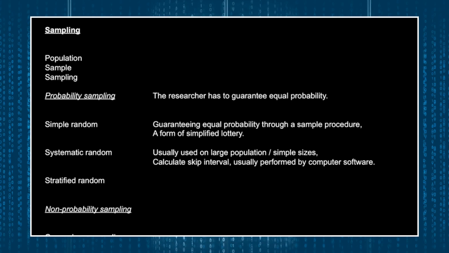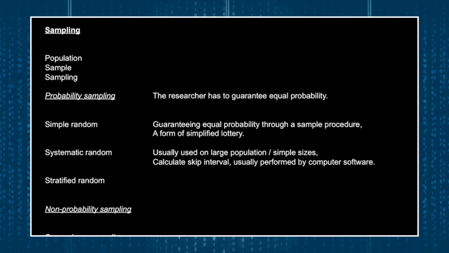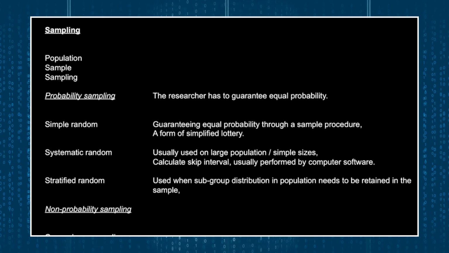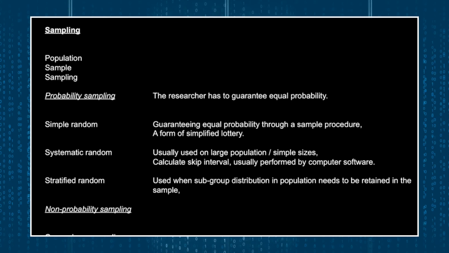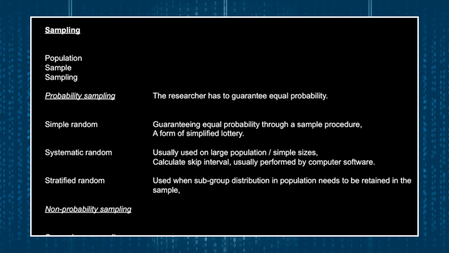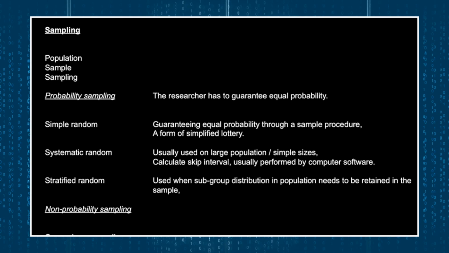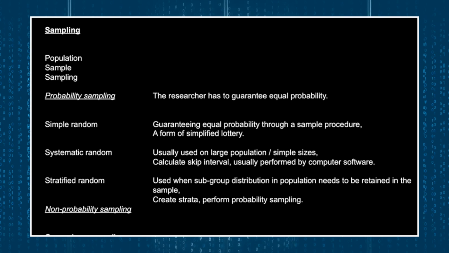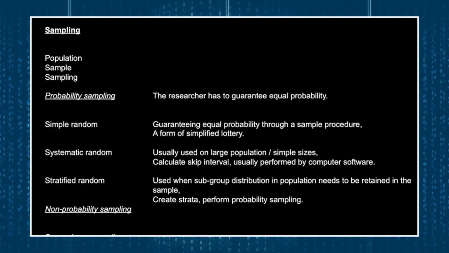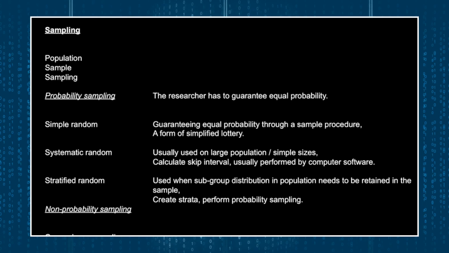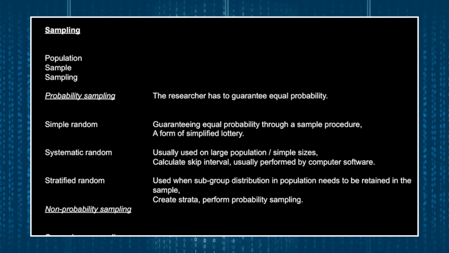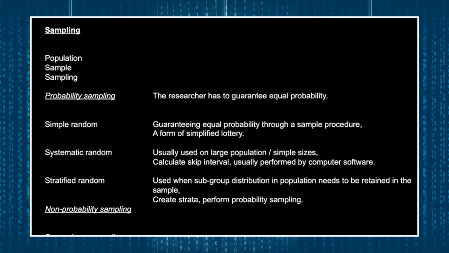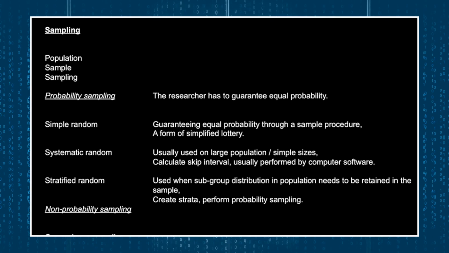The third probability sampling procedure is stratified random. This is to ensure that whatever subgroups exist in the population will be retained in the sample. For example, if we know the gender distribution in the population is 80-20 male-female, and we want this to be retained in the sample, we would need to create 2 strata, or 2 subgroups, one of males and one of females. So essentially, we break the population down into 2 subpopulations and sample them proportionately so that the gender distribution that exists in the population will also exist in the selected sample.